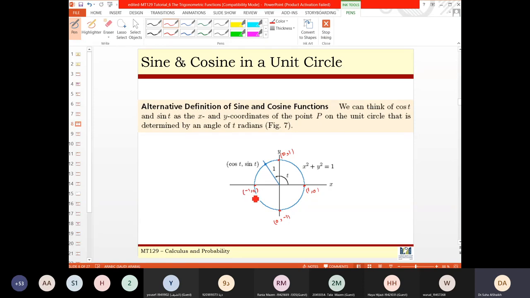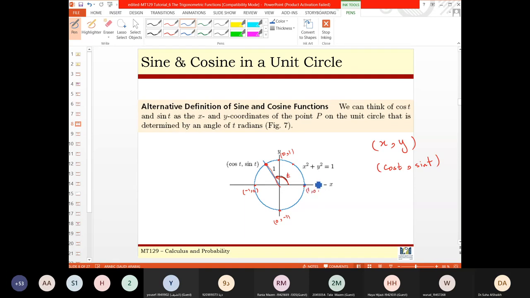Isn't this the unit circle? What we are doing here: a point on the circle has a coordinate xy. I'll call x the cosine t, and y is the sine t. X goes with the cosine, y goes with the sine. So if I take any point here, for example this point, it makes an angle. I'm calling this angle t, so the cosine t and the sine t are actually the x and y coordinates of this point. Now let me give you an example.